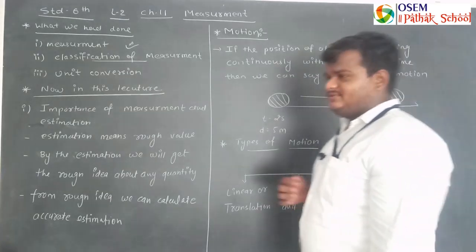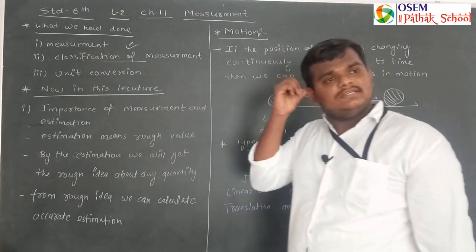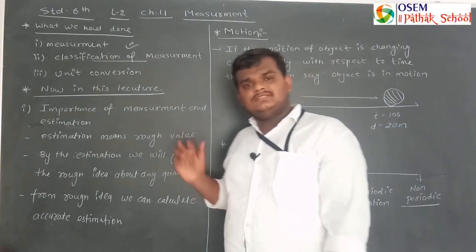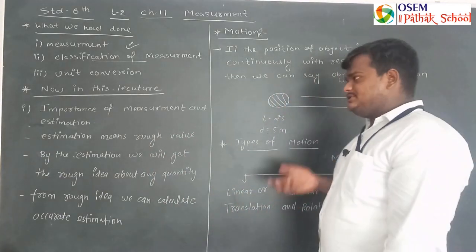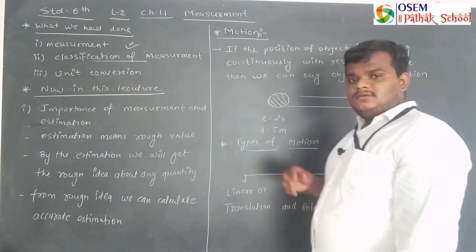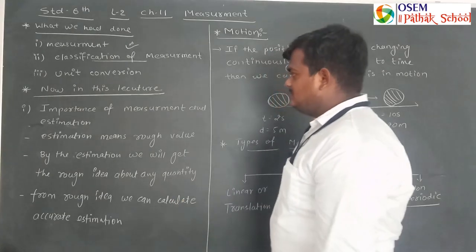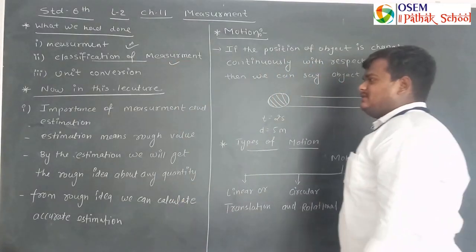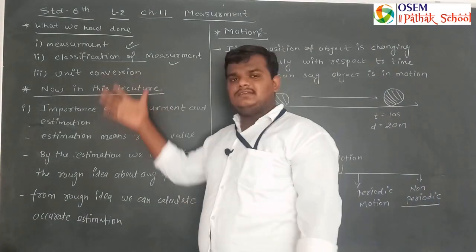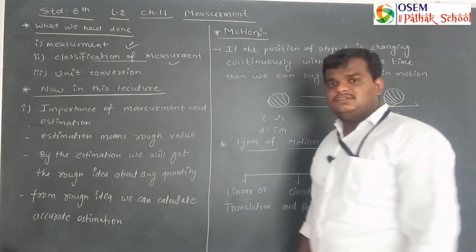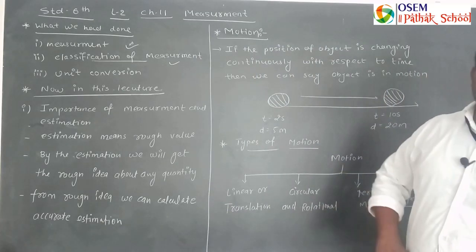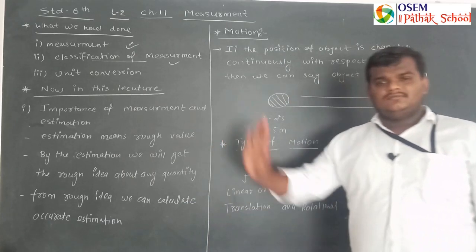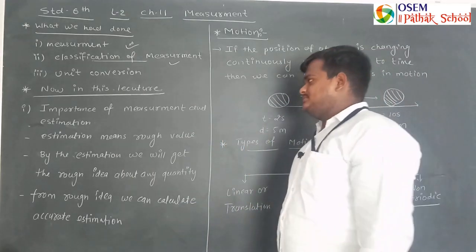Now after that we discussed the standard units. Standard units means length is measured in meter, time is measured in second, mass is measured in kilogram. We had already discussed that in topic number 2. After that we completed the unit conversion from one unit to another, from smaller to bigger or bigger to smaller. That portion we completed in the first lecture.